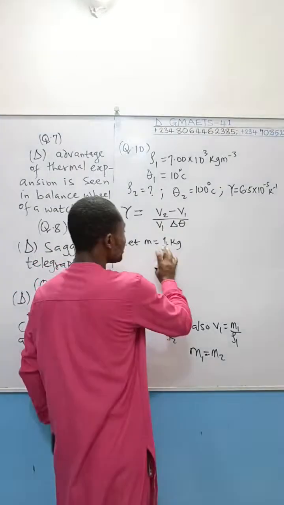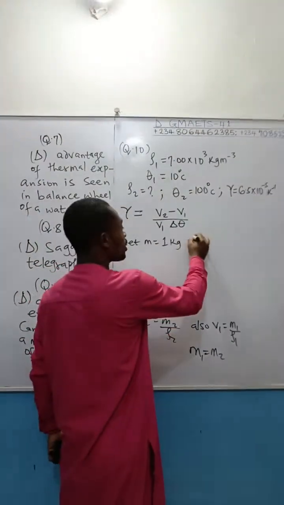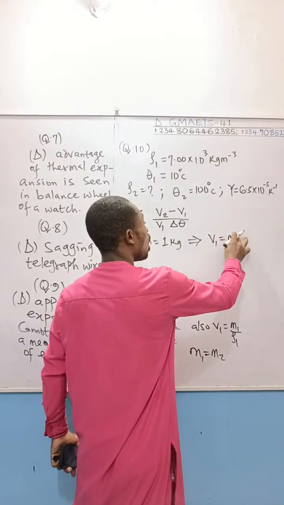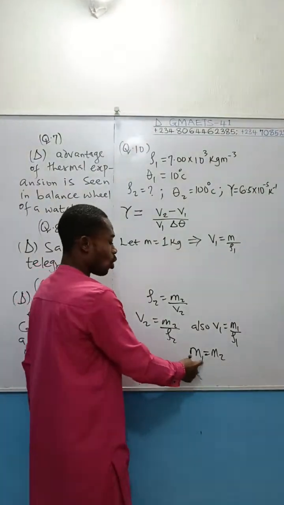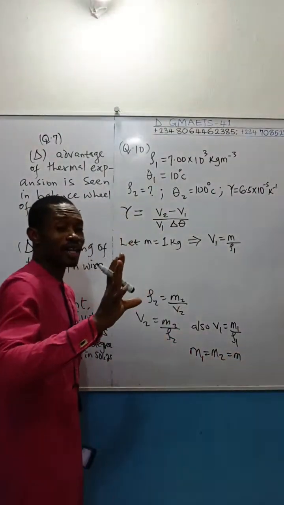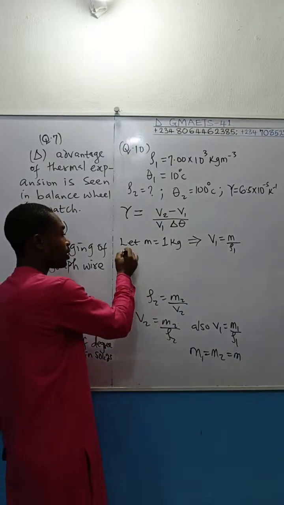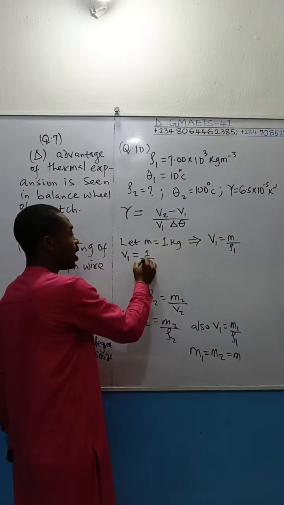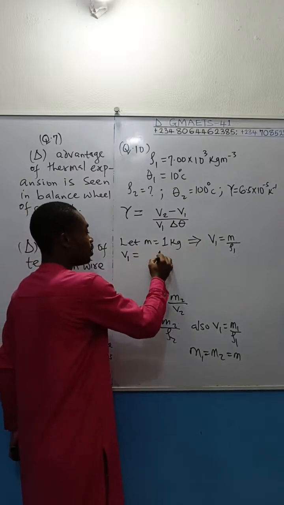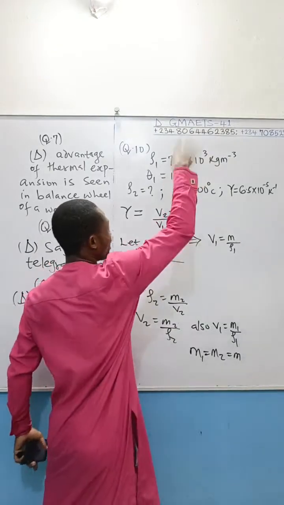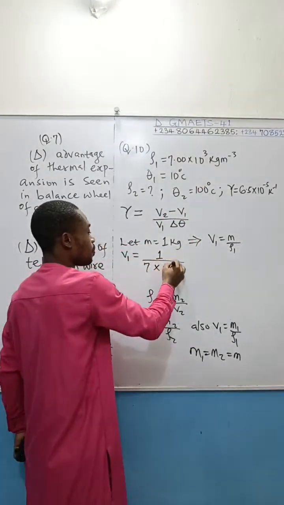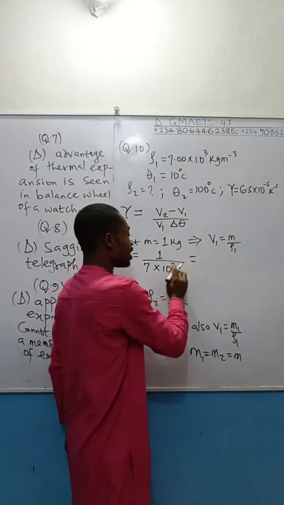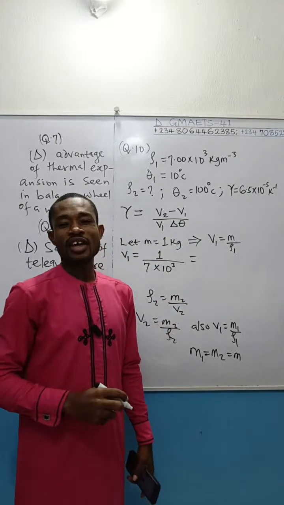So we go. Let M equal to 1 kilogram. The implication is that V1 will now be equal to M1 divided by density 1, or simply M over density 1. I've told you that M1 is equal to M2 and is equal to simply mass because it is the same liquid you're talking about. Now this means that V1 will now be equal to 1 divided by the density 1, and density 1 is 7. I don't like that 0.00. This is significant. It's the same as 7 times 10 to the power of 3. So we are going to have 1 divided by 7, and then this 10 to the power 3 will move up.